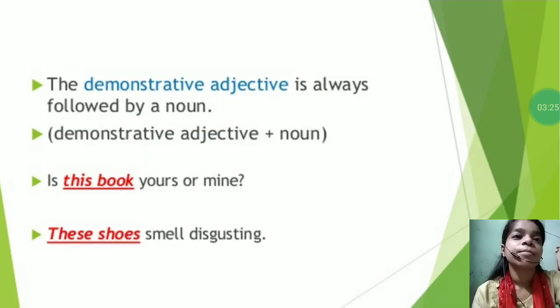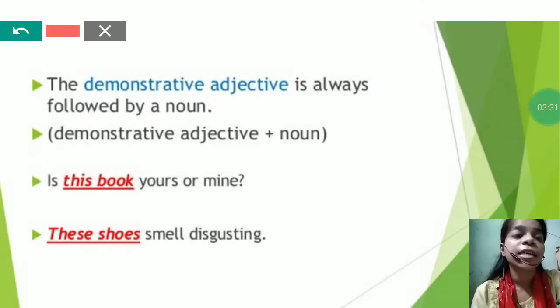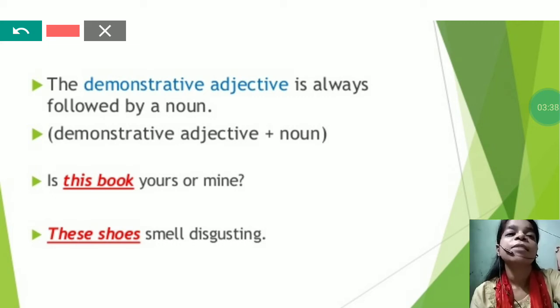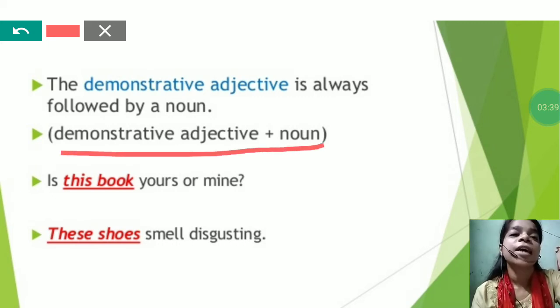But a demonstrative adjective is always followed by a noun. So how will you identify whether the demonstrative is a demonstrative adjective? For that, there will be a noun present after that demonstrative, and then it will be called a demonstrative adjective.